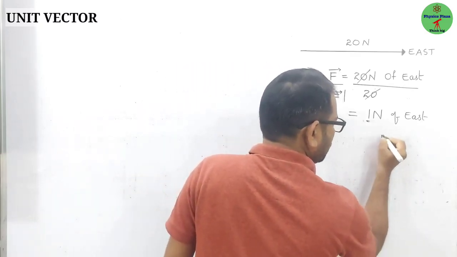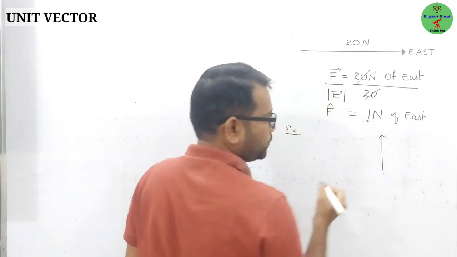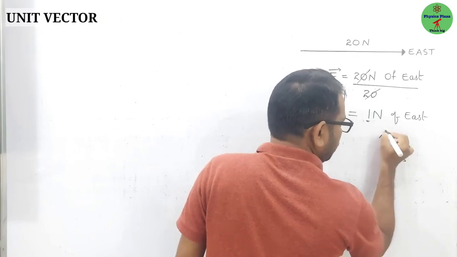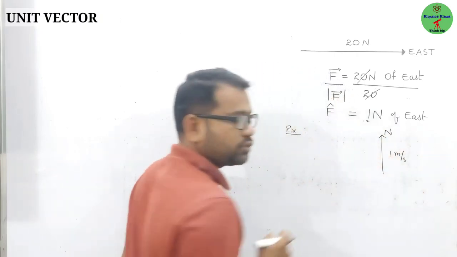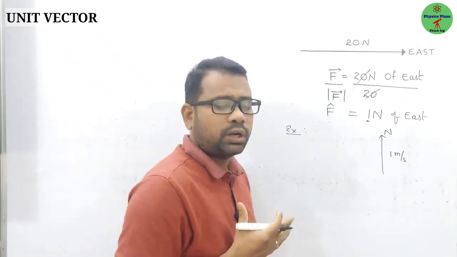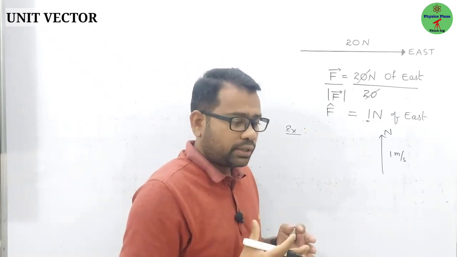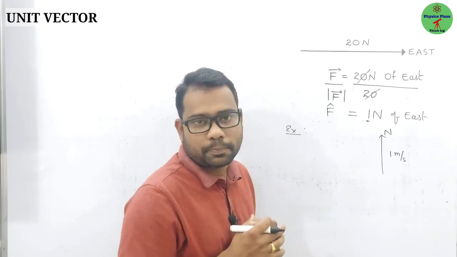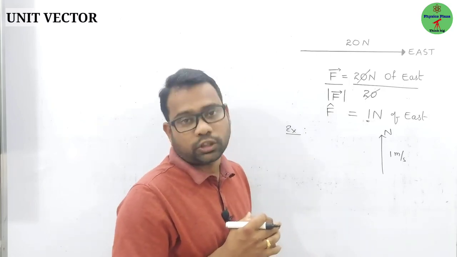This is here, towards north. So towards north, there is a unit vector, 1 meter per second towards the north actually. Now, for example, I want a velocity vector with 50 meter per second in a north direction.